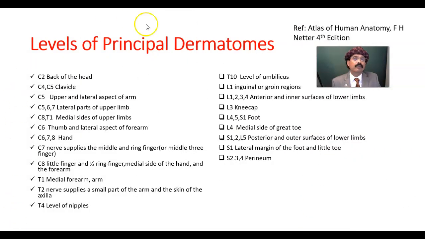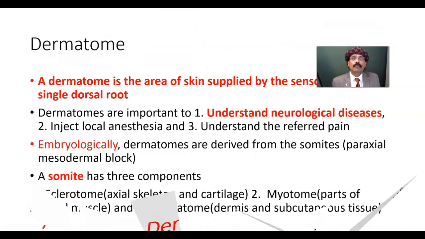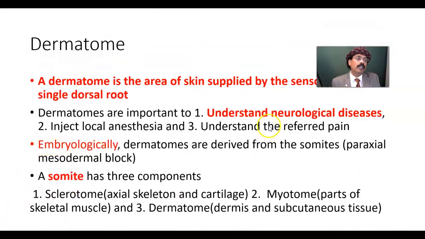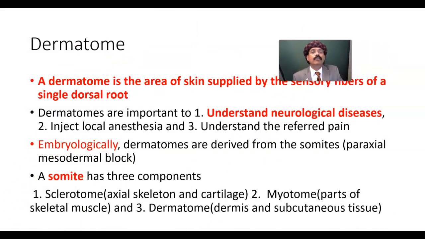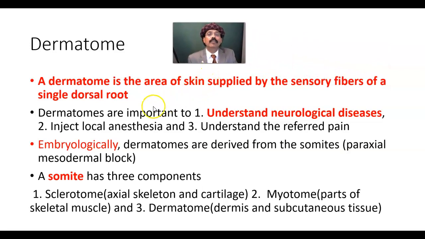Okay, so I will request everyone to learn this principle of dermatome. So what is a dermatome? Again, what is our definition? The same definition in a different way. A dermatome is the area of skin supplied by the sensory fibers of a single dorsal root of a single spinal cord segment. Okay, dermatomes are important to understand.